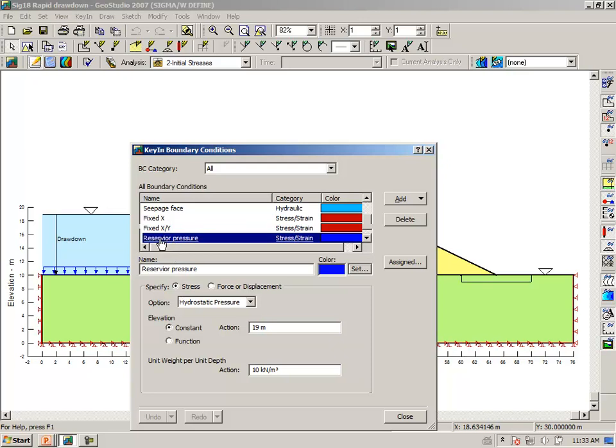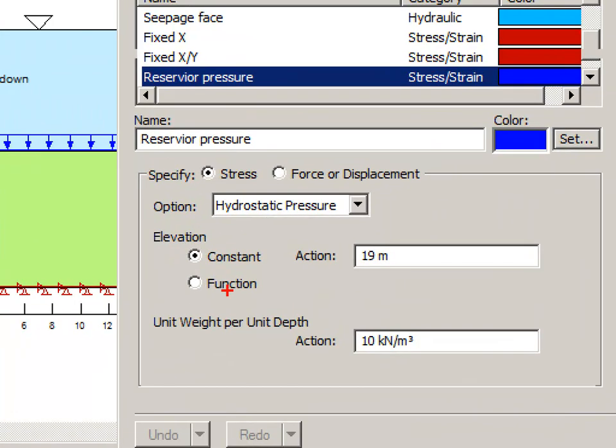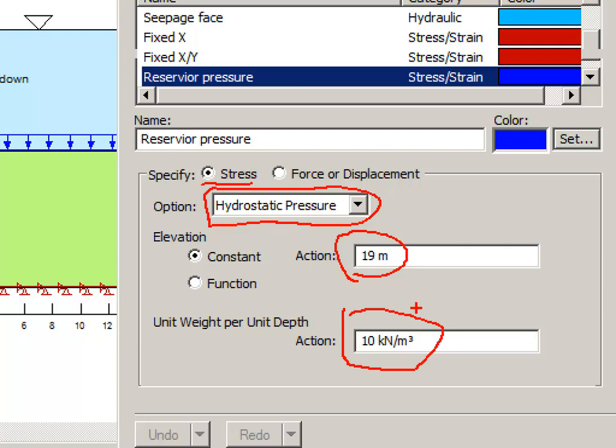the boundary condition has been created here and is called reservoir pressure. What is significant about this boundary condition is that it is a type under the category of stress. There is a special type of boundary condition called hydrostatic pressure. The elevation, or the action in this case, is 19 meters. This is the full supply level of the reservoir, and the unit weight of the material I have rounded off to 10 kilonewtons per meter cubed, representing the unit weight of the water.